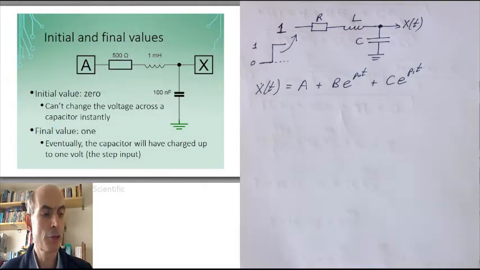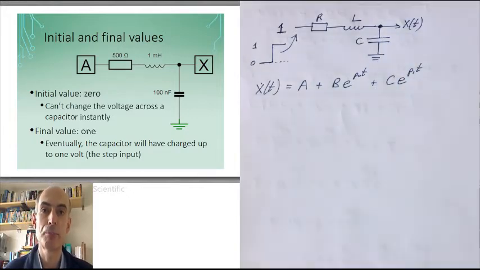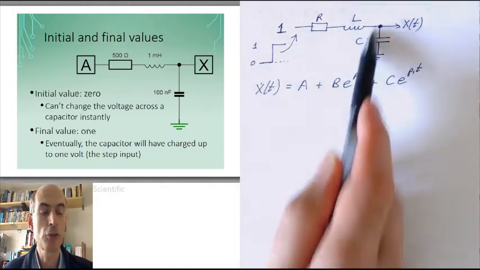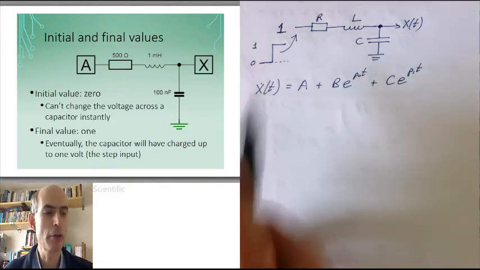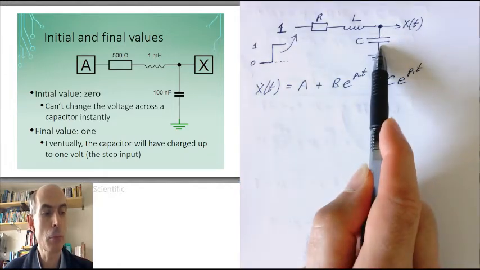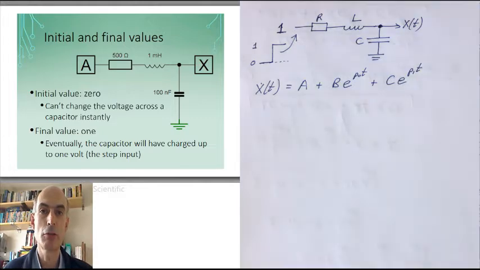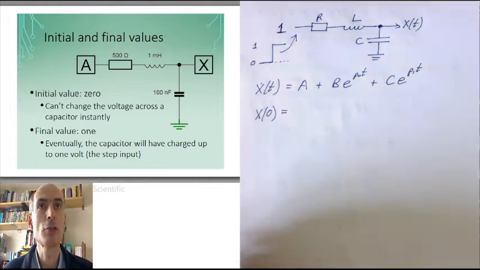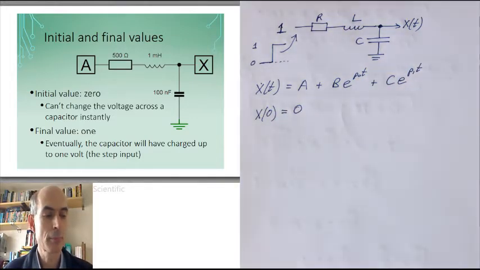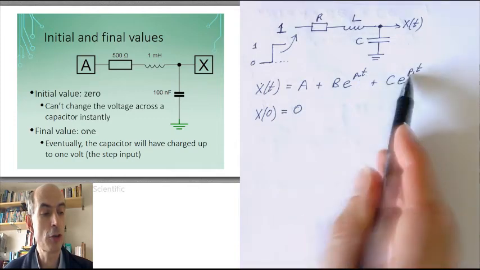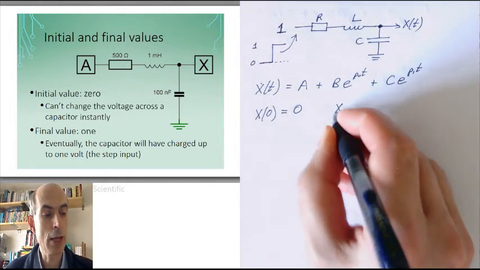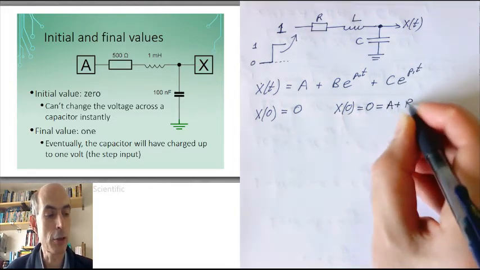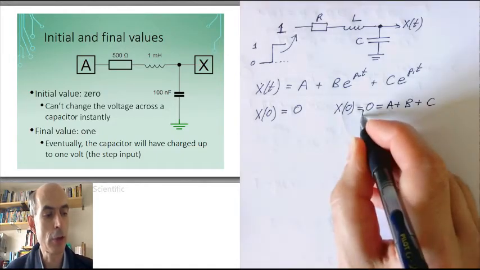Well, the first thing we know is that you cannot change the voltage across a capacitor instantly. And we know the voltage across the capacitor was zero before the step arrived, because the voltages and currents everywhere were zero before the step arrived. So the voltage across the capacitor must be zero just after the step arrived as well, which tells me that x of 0 just after the step arrived must be 0. And if I substitute t equals 0 into these expressions here, I would get that x of 0, which we know must be 0, is a plus b plus c. That's the first equation.